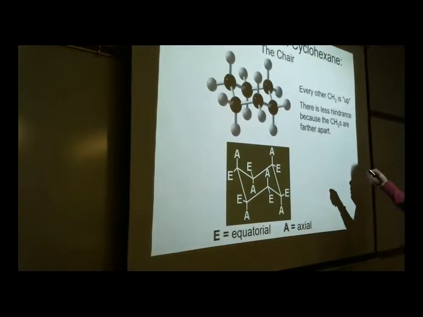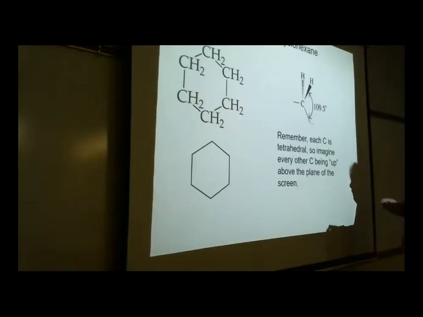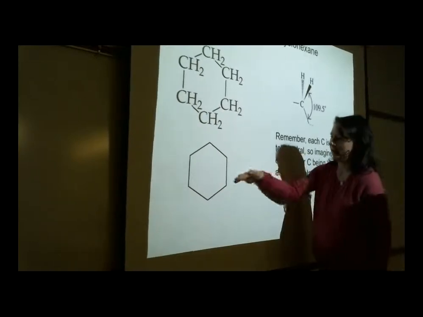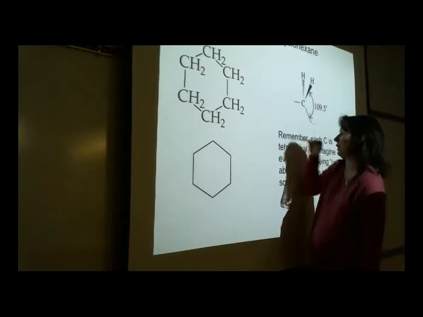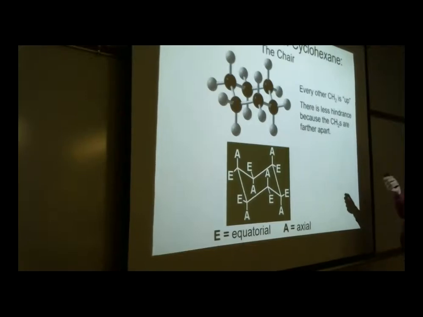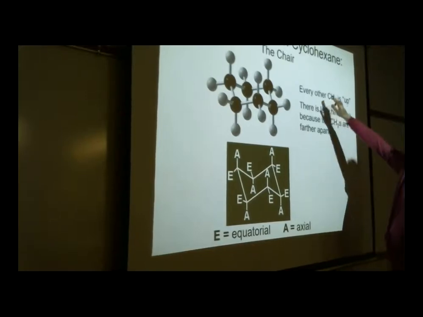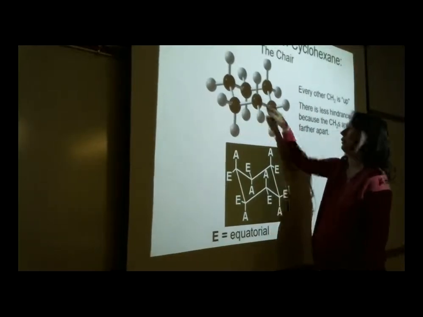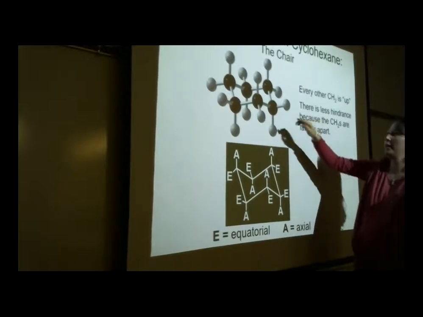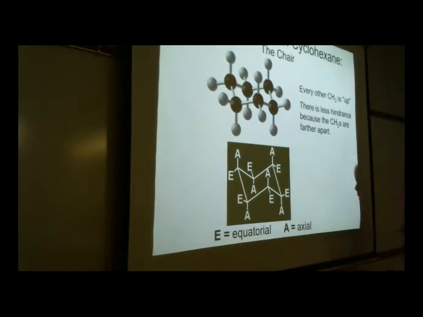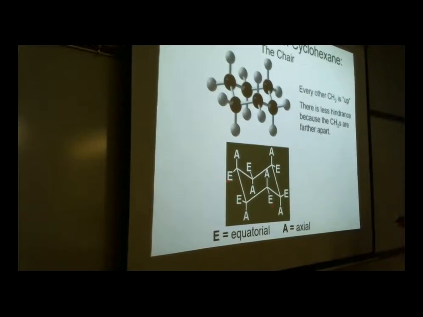One of them is called the chair. So if you're taking this and looking at a model of it from the side, imagine you take this and rotate it up so that you're looking at it from the side. That's what we're doing. This one is called the chair. So every other CH2 is up. In other words, up, down, up, down, up, down. You see how that looks from the side? Kind of looks like a chair, right? And E stands for equatorial, and A stands for axial, right? Axial sticks up.